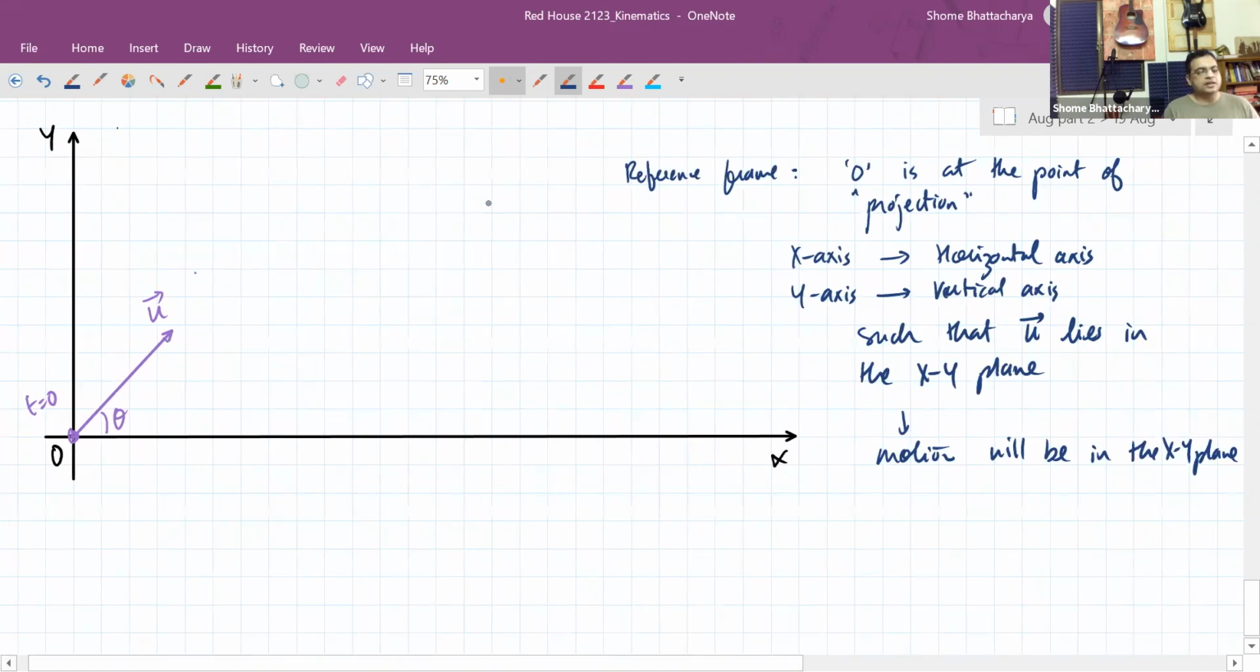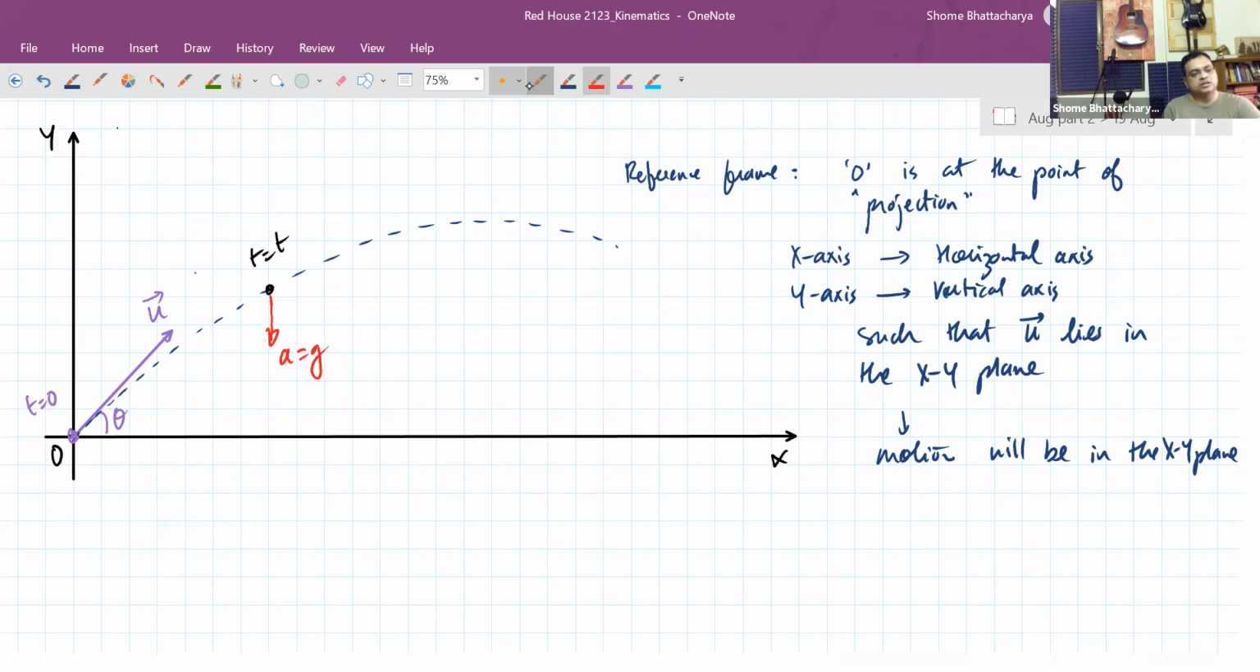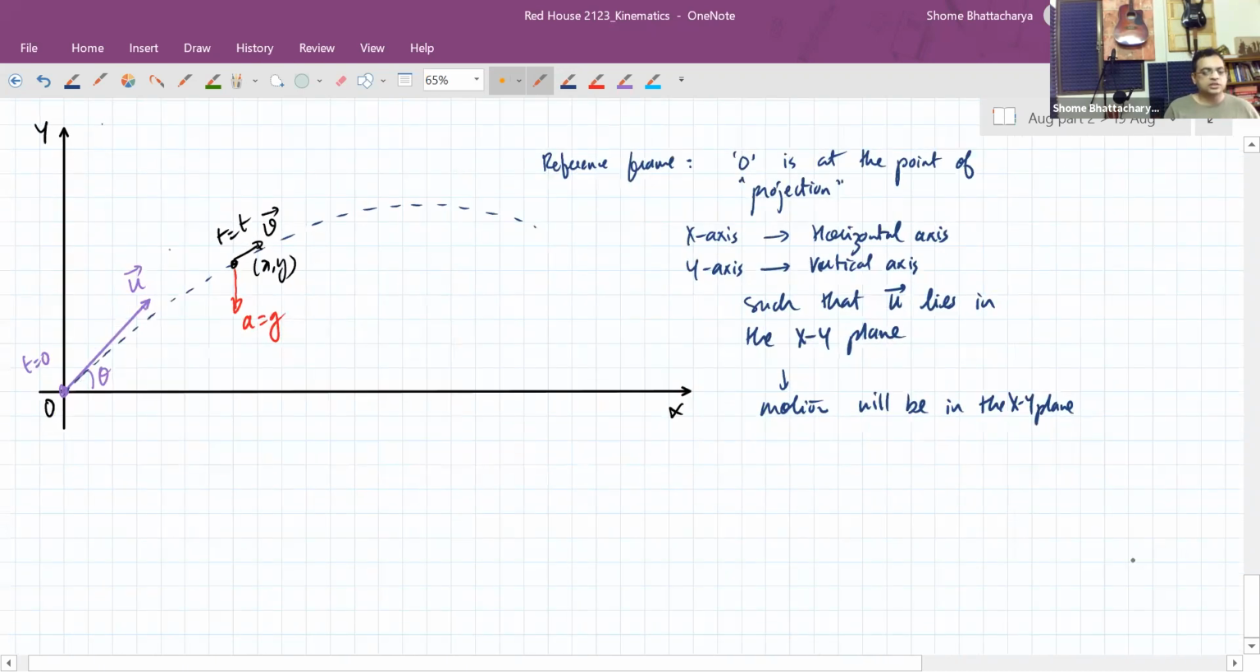Having defined our reference frame like this, we can see that once the projectile has left contact with whoever was throwing it, it's moving through air, not in contact with anything else. So at any time after t equal to 0, there's only one force acting on it, mg. Its acceleration will be g in the downward direction, whereas its velocity will keep changing with time, and so will its coordinates. We want to solve this motion to find the velocity v and the coordinates x and y as functions of time.